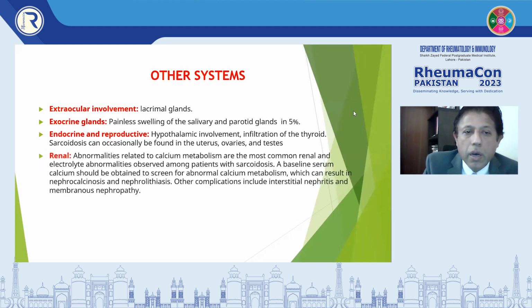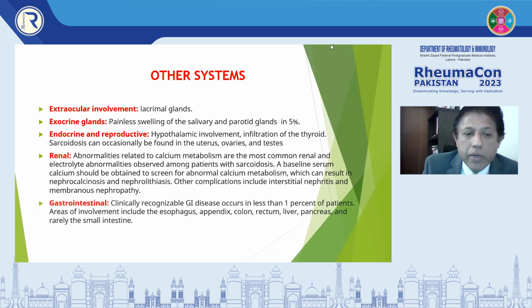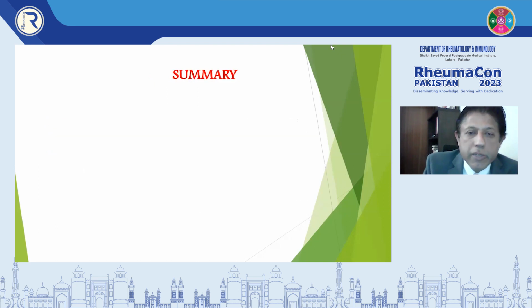Renal involvement with calcium abnormalities and electrolyte imbalances. A baseline serum calcium should be obtained in everyone, and the complications could be nephrocalcinosis and nephrolithiasis. The rare complications are interstitial nephritis and membranous nephropathy, where obviously you will require systemic treatment. Gastrointestinal involvement: areas of involvement include the esophagus, appendix, colon, rectum, liver, pancreas, and rarely the small intestine.